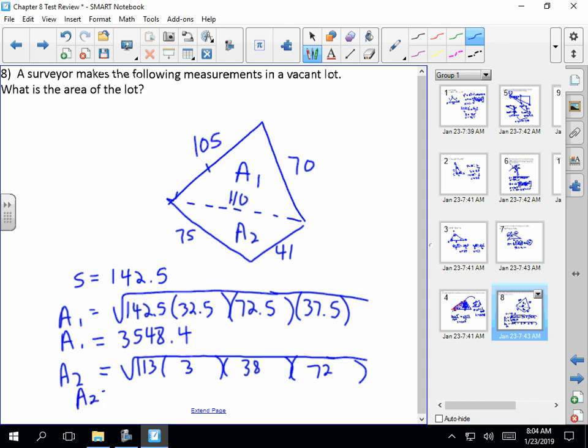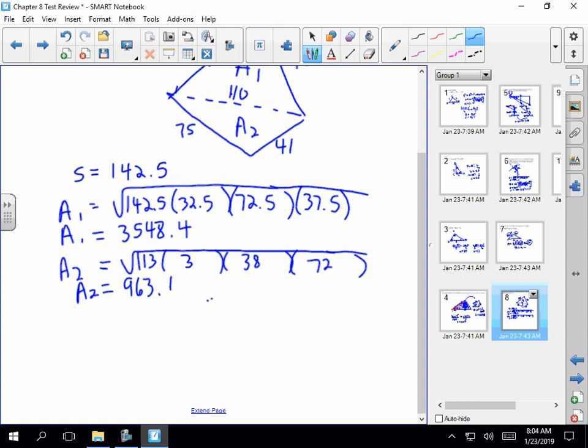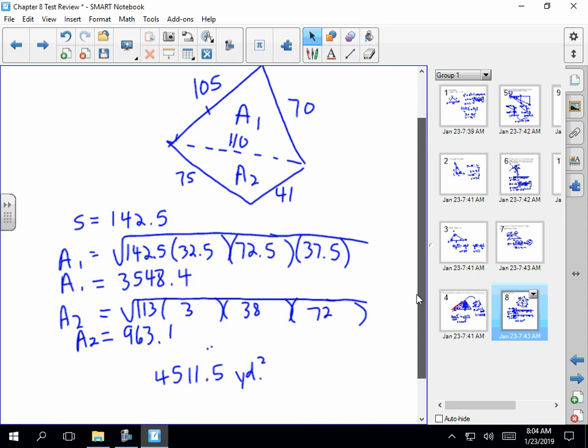Multiply all that together, take the square root, you get 963.1. Add those two together, add A1 and A2, and we should get 4,511.5 square yards for our area. So that's using Heron's formula twice, one for each triangle. All right.